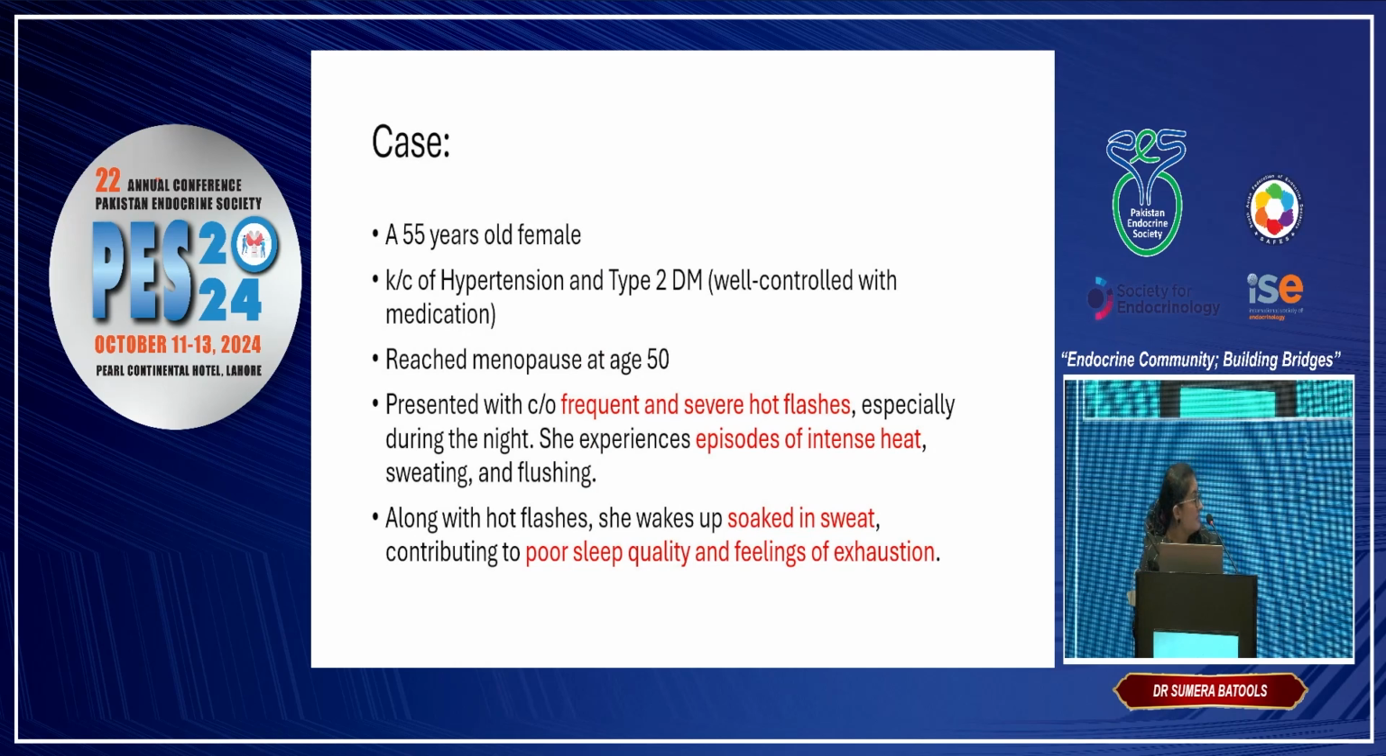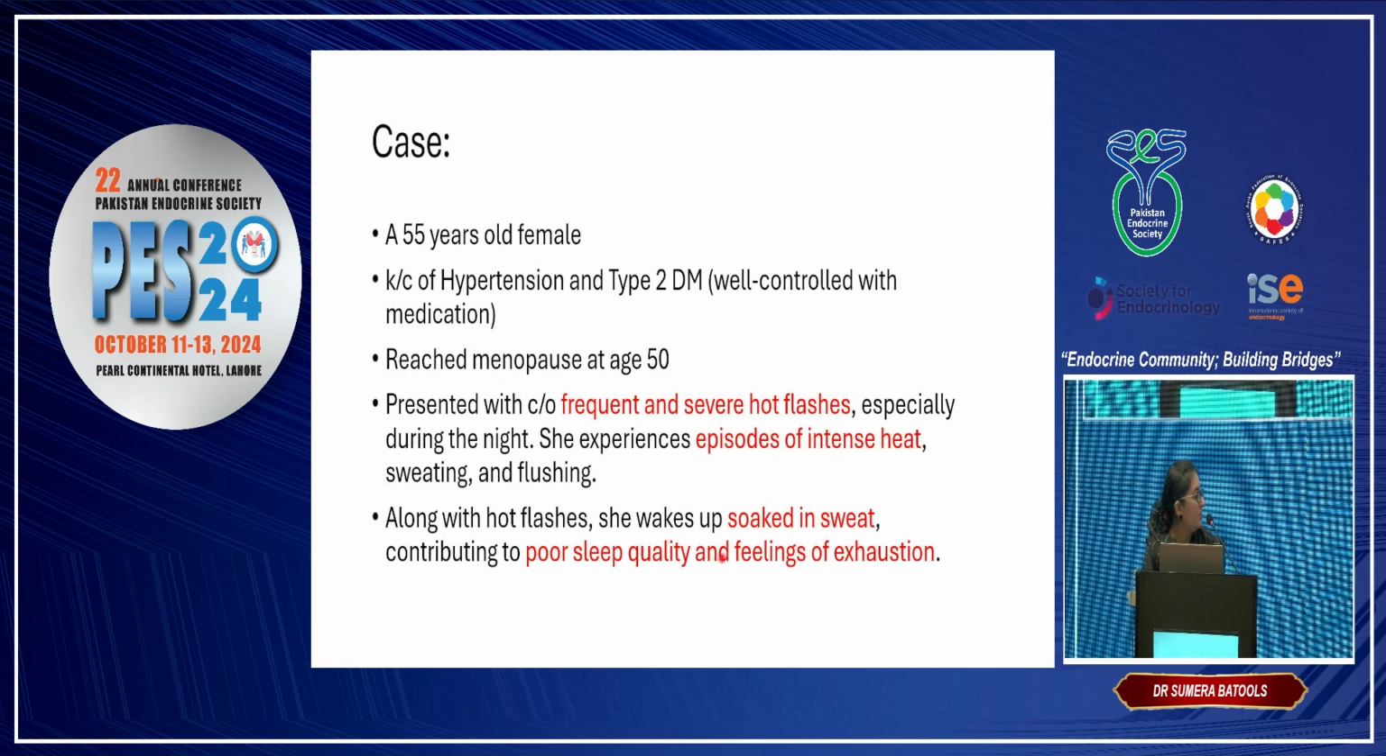So let's discuss a scenario. This is a case of a 55-year-old female. She is a known hypertensive and type 2 diabetic. Both of these conditions are well controlled on medication. She reached menopause at the age of 50, and she has now presented with frequent and severe hot flushes, especially during the night. She has experienced episodes of intense heat, sweating, and flushing.